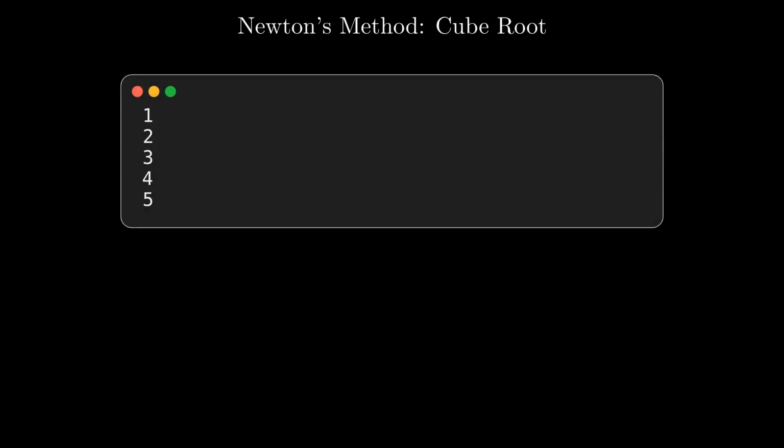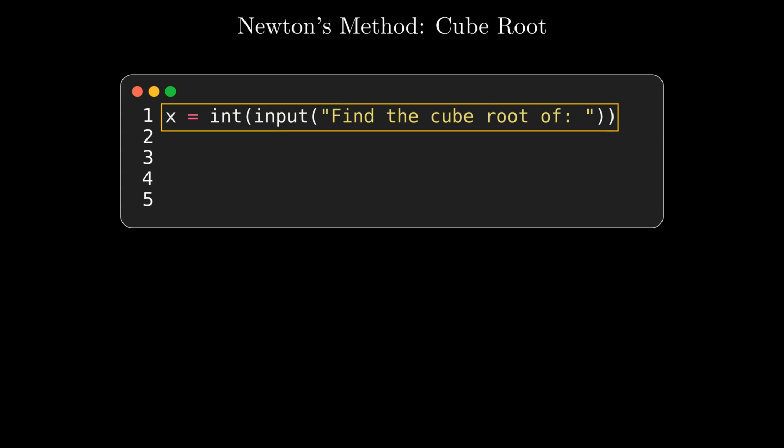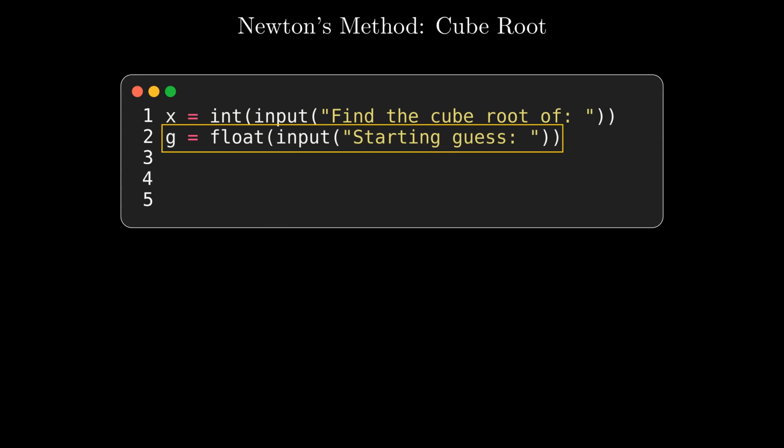Here's the program. x is set to converting the input to an integer, with the prompt "find the cube root of". g is set to converting a second input to a float, with the prompt "starting guess". Both casts matter because the next lines do arithmetic.